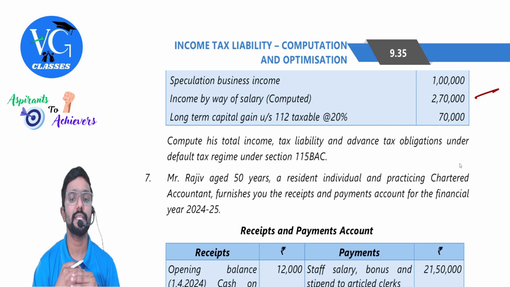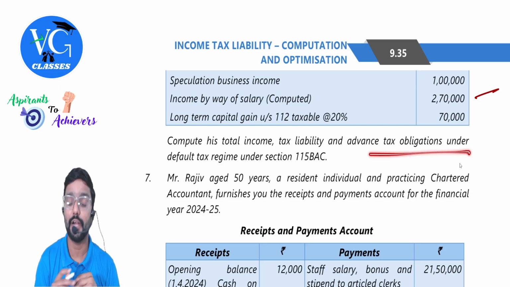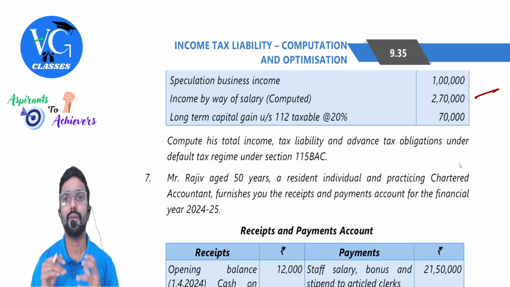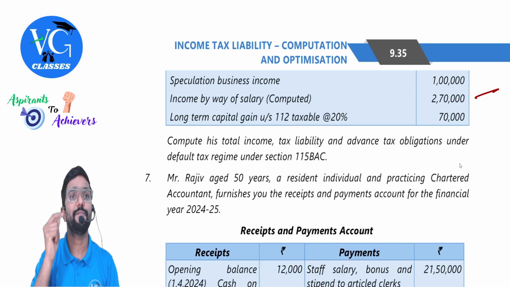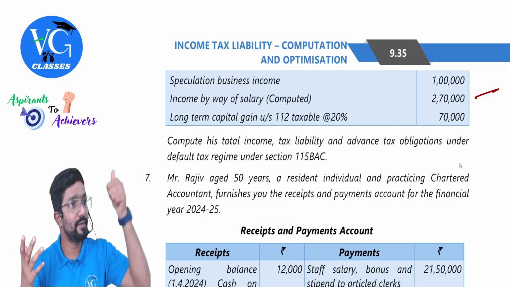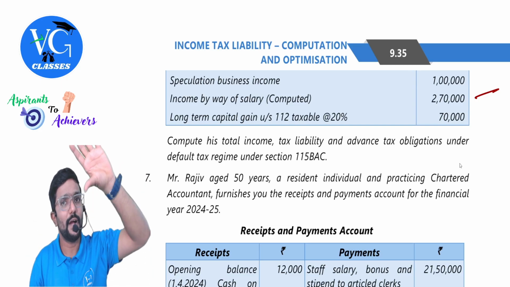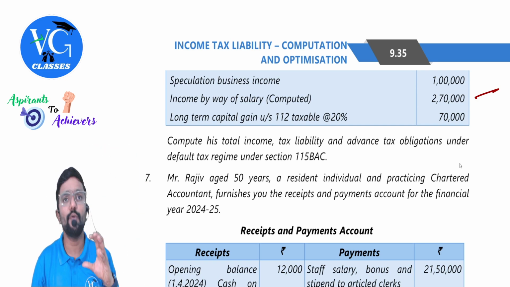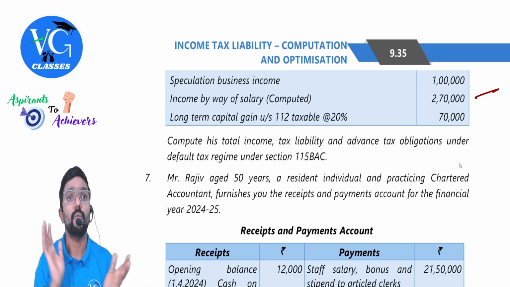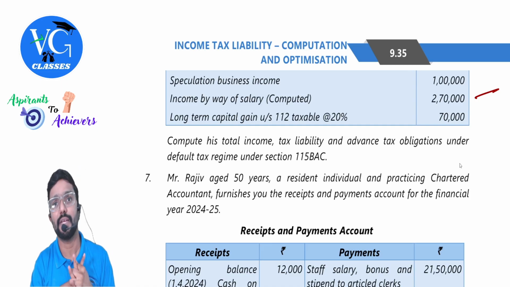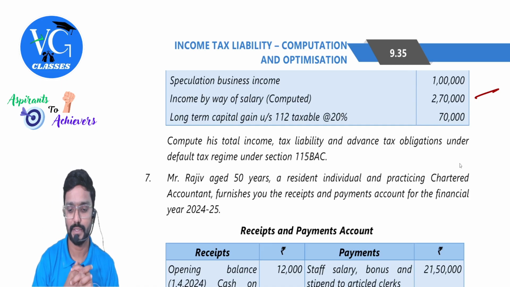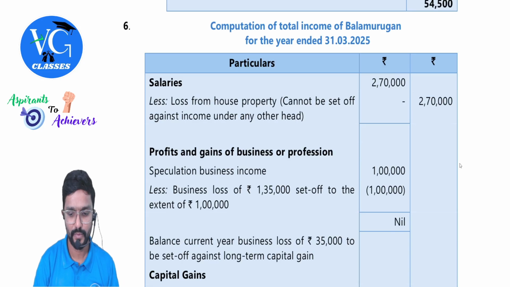default tax regime under section 115BAC. Advance tax obligation also they have told. Advance tax obligation will come only if the final tax to be paid, after advance tax, if he has not paid any advance tax, but TDS would be there. After TDS, if the amount still to be paid is more than 10,000, only then advance tax liability will come. Yes, sir. Sure. Let us.